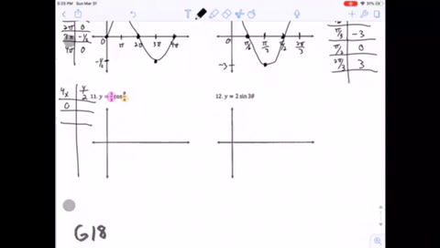So 4 times the x's, 0 times 4 is 0. Pi over 2 times 4 is 2 pi. Pi times 4 is 4 pi. 3 pi over 2 times 4 is 6 pi. And 2 pi times 4 is 8 pi. Since it's cosine, you're starting at the top. 1 divided by 2 is 1/2. 0 divided by 2 is 0. Negative 1 divided by 2 is negative 1/2. 0 divided by 2 is 0. And 1 divided by 2 is 1/2.